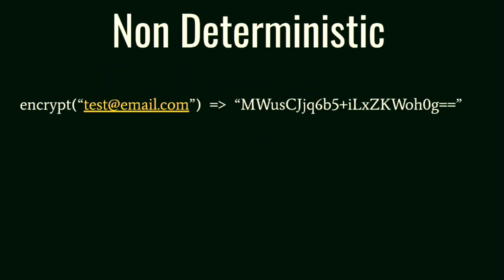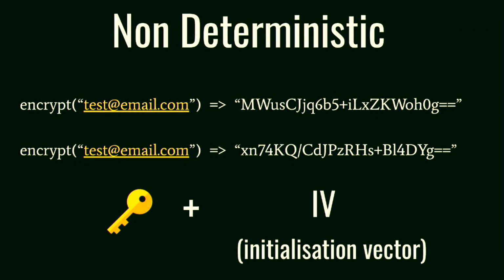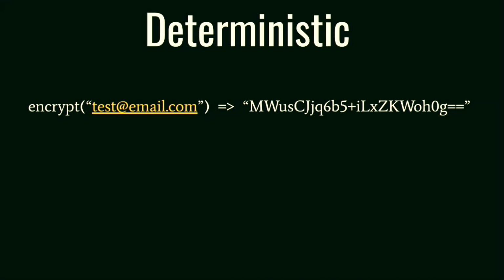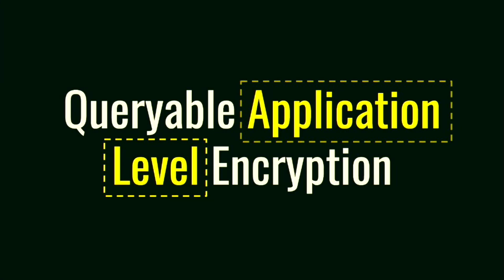Non-deterministic means, given the same plain text, a different ciphertext will be generated every time. We'll introduce the concept of something called an IV, an initialization vector, and this is what introduces randomness to our ciphertext. Deterministic means that given the same plain text, the same ciphertext will be generated every time. There are pros and cons to both of these, which we'll explore in a bit.